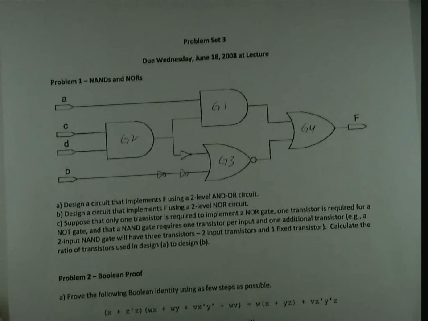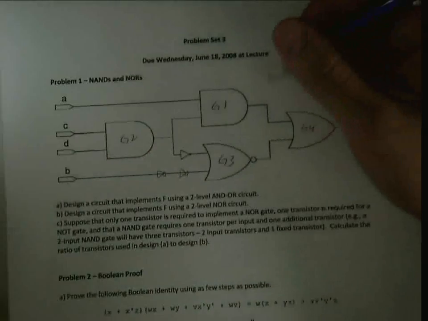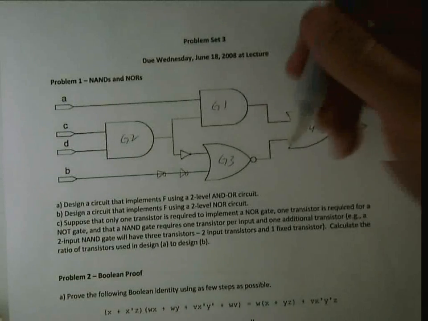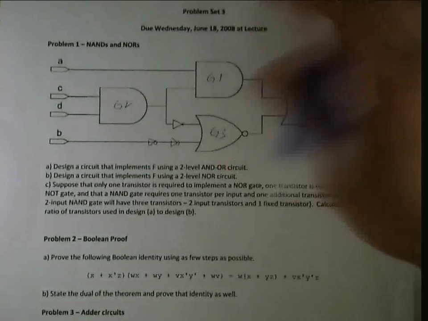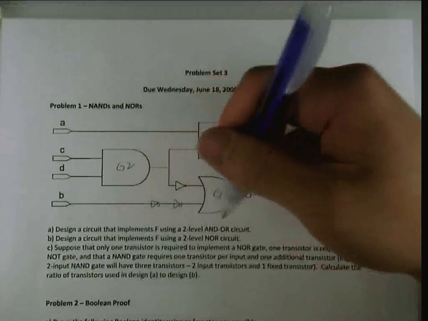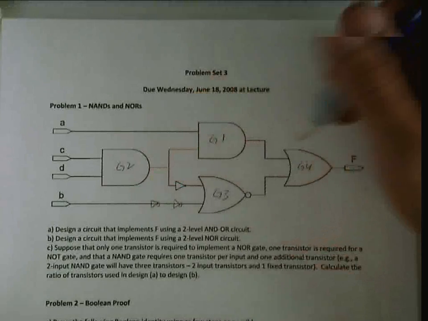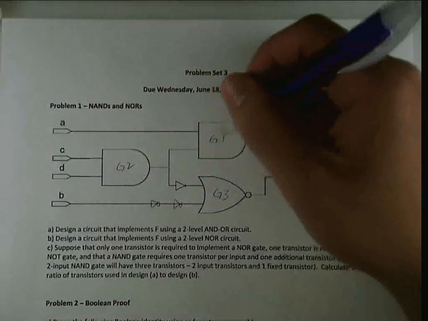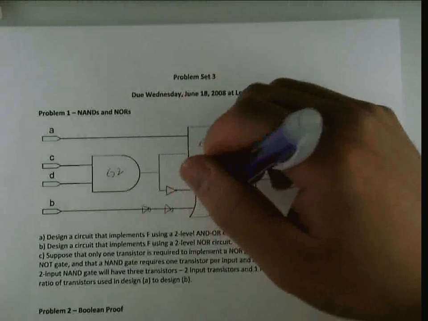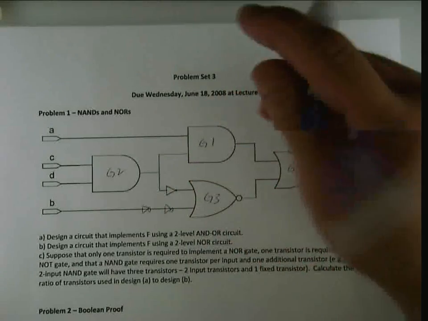In this video I'll be solving problem set 3, problem 1. I started this video before and then I realized the mic was turned off, so some of this is already done, but I'll start from the beginning again with the rest of this. So here, in this circuit, we are trying to design a circuit that implements F using a two-level AND/OR circuit. For the most part, this circuit's almost already there. We have an AND with an OR circuit and something a little funky here, and we just need to figure out how to get this to two levels.